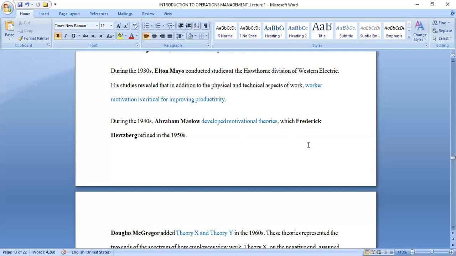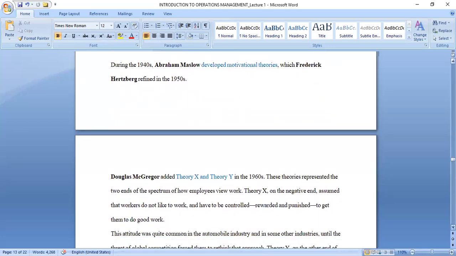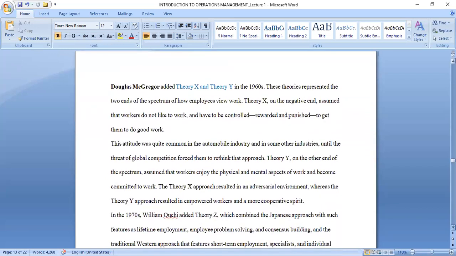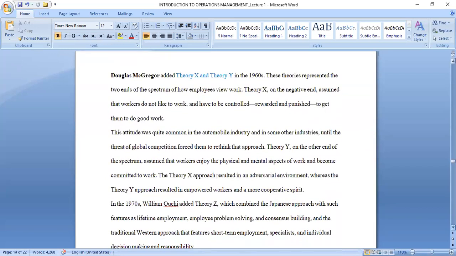And then we also had Frederick. All these are pioneers under the human relations era, which is talking about motivation of workers. We also had Frederick Herzberg, who refined the motivation theories developed by Abraham Maslow in the 1950s. We had another pioneer under the human relations movement by the name of Douglas McGregor. I think you've come across some of these personalities in principles of management, or organization theory and management.